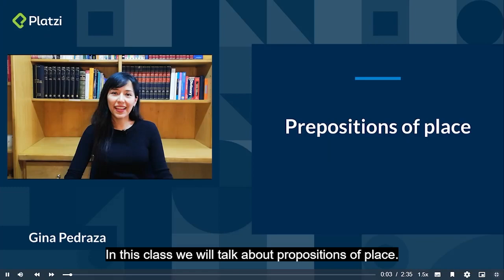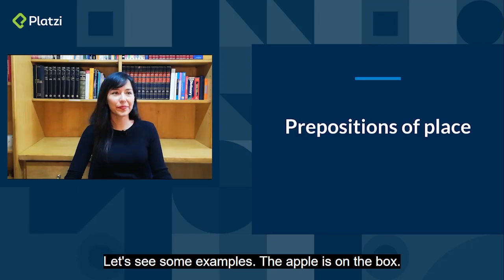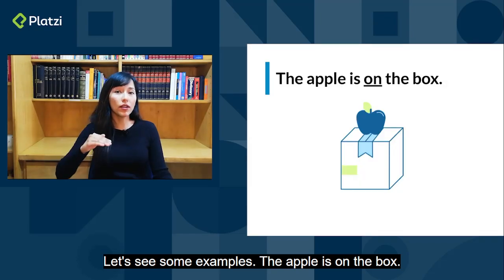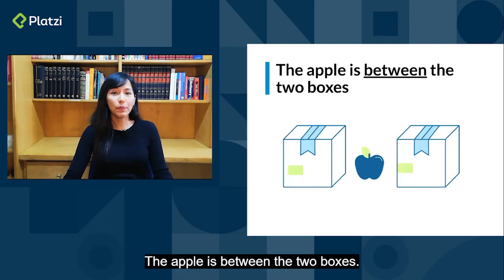In this class, we will talk about prepositions of place. Let's see some examples. The apple is on the box. The apple is between the two boxes.